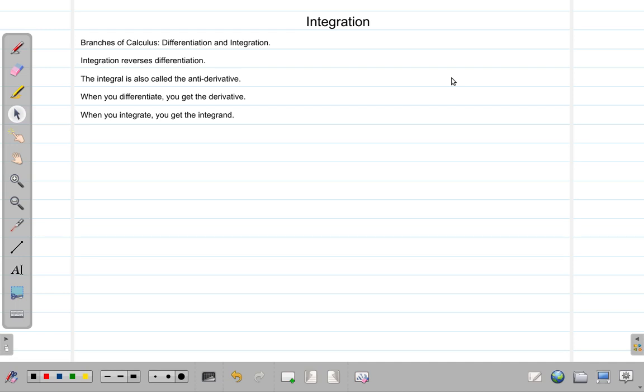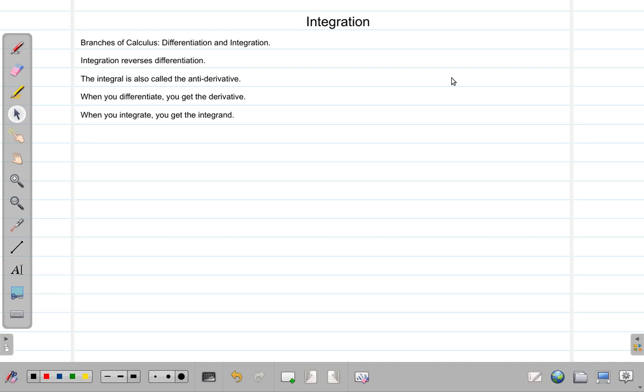Now, when you integrate, what you get is called the antiderivative, because when you differentiate, you get the derivative. When you differentiate a function, what you get is called the derivative. When you integrate a function, what you get is the antiderivative, because it reverses differentiation. Now, you remember that when you differentiate, the new function you get is the derivative. But when you integrate, the new function that you get is called the integrand. Alright?